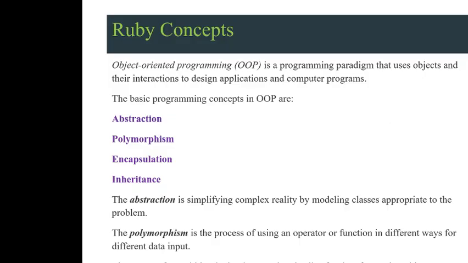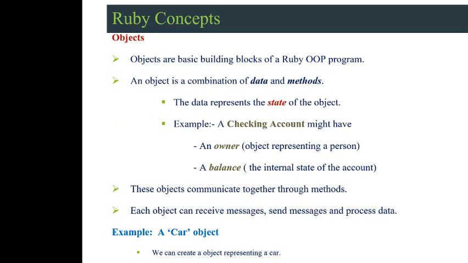Is anybody familiar with any of this terminology here? Abstraction, polymorphism, encapsulation, inheritance. This has nothing to do with any programming language specifically. These are general object-oriented concepts, and we'll come back to this slide once we understand what classes and objects are, and how we can leverage these different concepts. Okay, so I'll hold this slide for later.